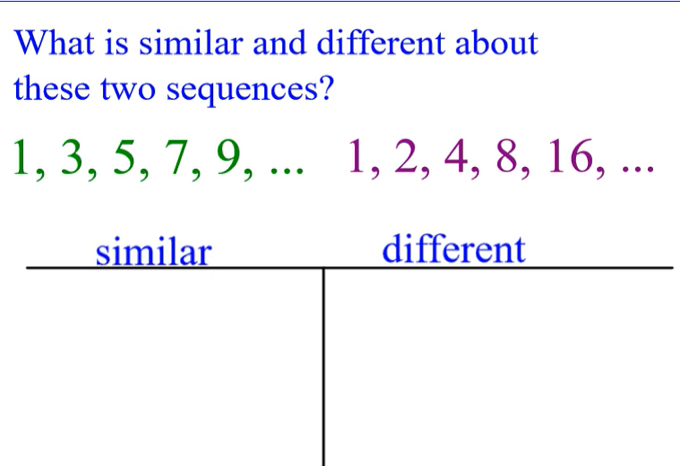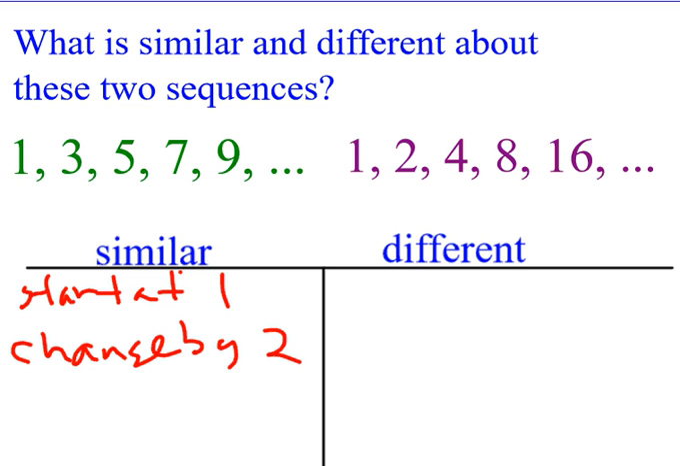So right now, I want you to look at these two sequences and pause the video, and can you think about some things that are similar and different? Write them down. So when I look at these, one thing that's similar is they start at 1. They both start at 1. Another similarity is they change by 2 in some way, in different ways, but they both change by 2. Another thing I could say is that they are infinite. They go on forever. It's not a finite sequence, it's an infinite sequence.